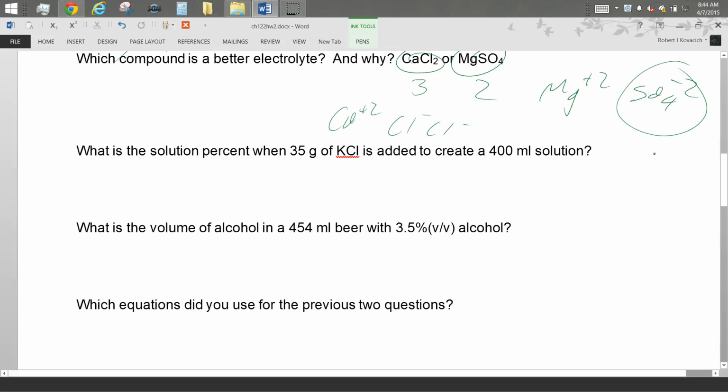Okay, so percent solution for this calcium chloride, create a 400 milliliter solution. So 35 grams divided by 400 milliliters times 100. So what do we get here?